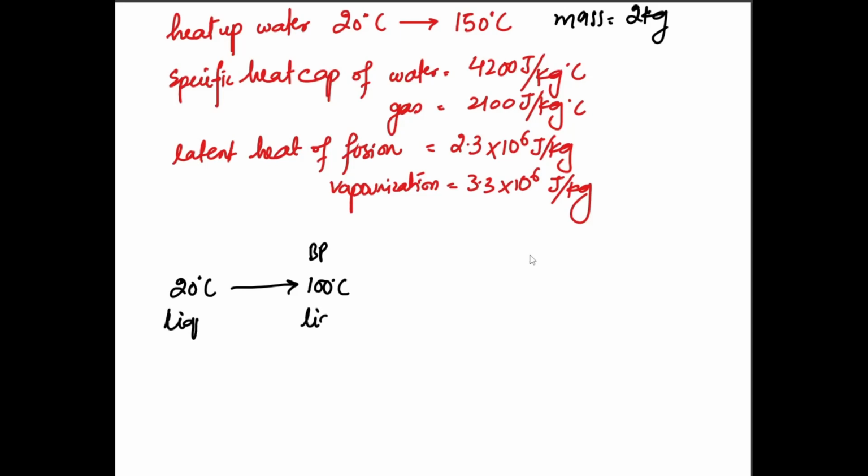Even at 100, water is still a liquid. But at the boiling point, we see that the temperature is still 100, but now it has converted into a gas. After this, we still keep on heating it up because the final target is 150 degrees centigrade. So we realize that this will eventually be 100 and then it will go up to 150 degrees centigrade.